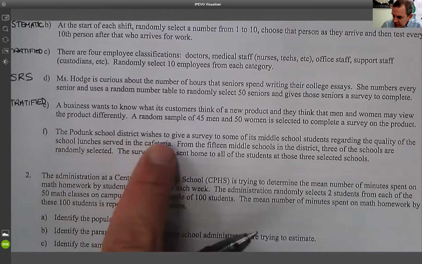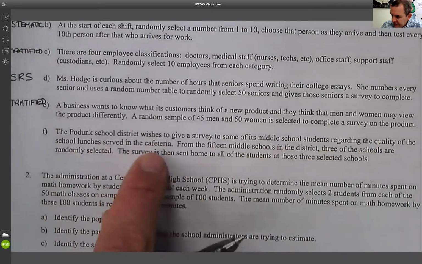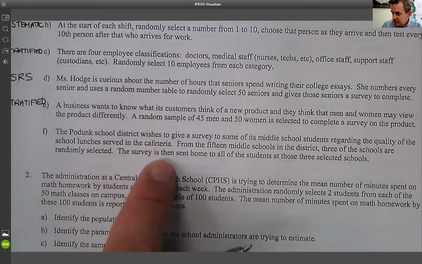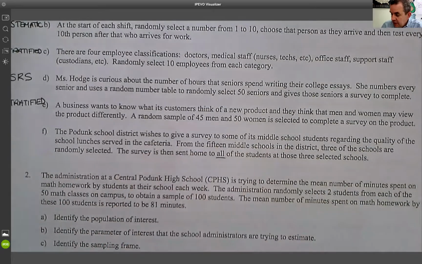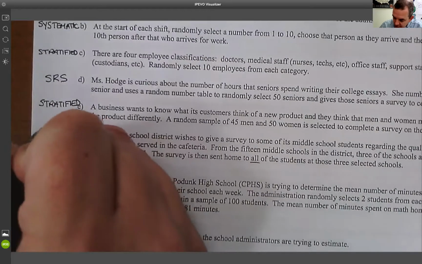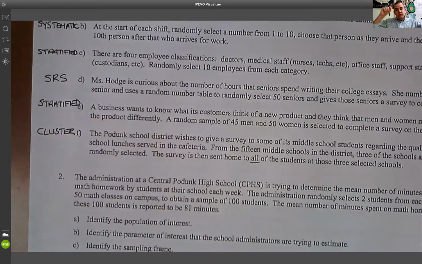Last one, the Podunk School District wishes to give a survey to some of its middle school students regarding the quality of the school lunches served in the cafeteria. From the 15 middle schools in the district, 3 of the schools are randomly selected. The survey is then sent home to all of the students. Again, this is like the first one. This is a cluster. And the idea is, rather than try and select random students from the 15 different schools, we pick 3 schools randomly, and then we do everyone at that school. So that's a cluster sample. So those are the ones that you really need to know: cluster, systematic, stratified, and random sample.